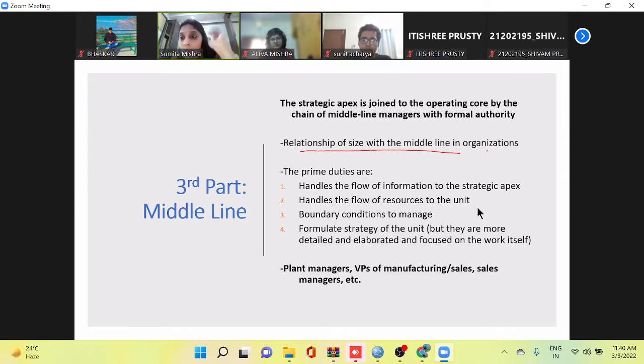The job of the middle line is not very different from the job of the strategic apex. Take a look at it. They handle the flow of information to the unit. They handle the flow of resources to the unit. They also have boundary conditions to manage, and they also formulate the strategy of the unit. All of these are the major responsibilities of the middle line. And who can be members of the middle line? You have plant managers, vice presidents, area sales managers, etc.